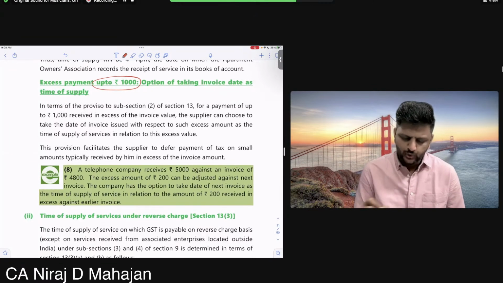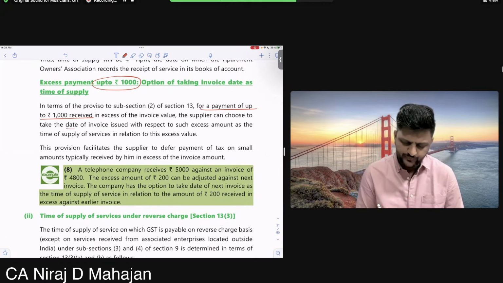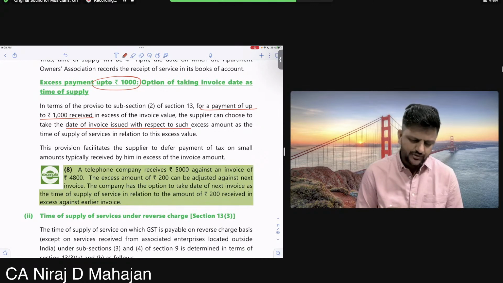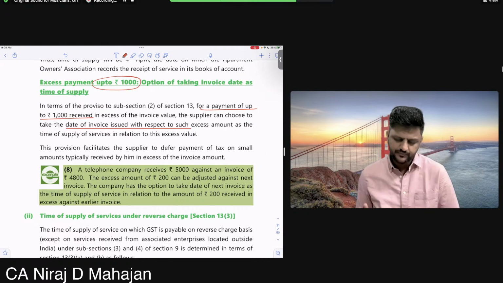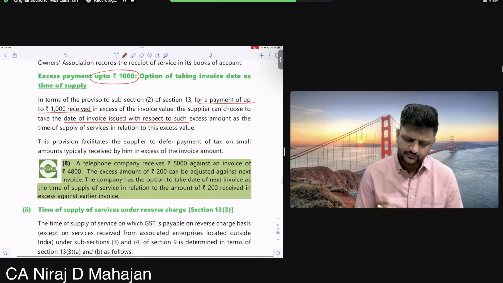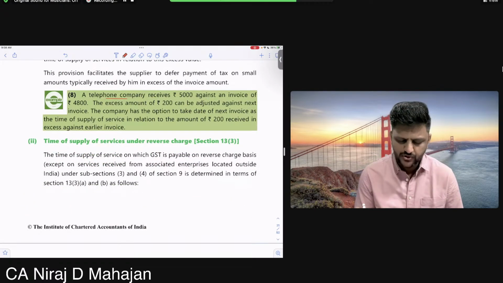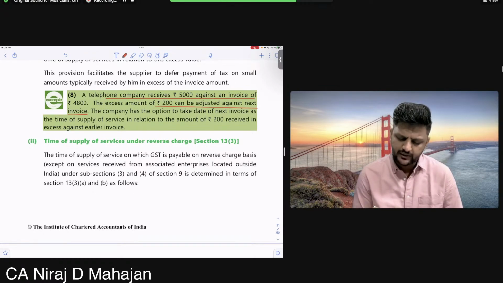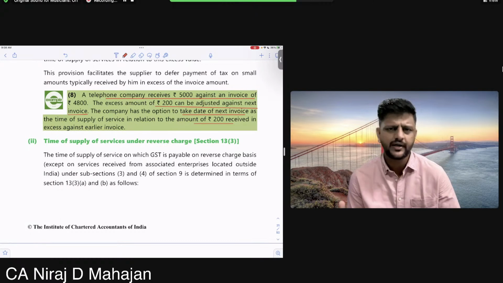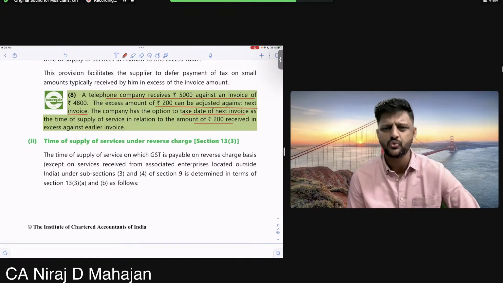For a payment up to 1000 excess, the supplier can choose to take the date of invoice issued in respect of such excess amount as the time of supply in relation to this excess. Telephone company, bachcho, receives 5000 as against invoice of 4800. This 200 can be adjusted against the next invoice also. The company has the option to take the date of the next invoice as the time of supply in relation to that 200 received. Okay, fine. So right now you can take it currently or in the next invoice also.